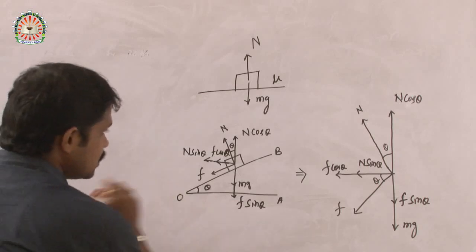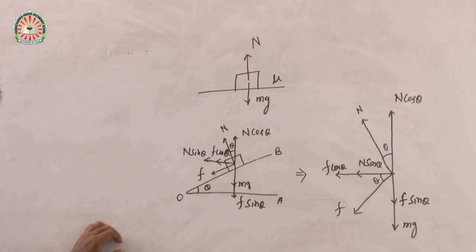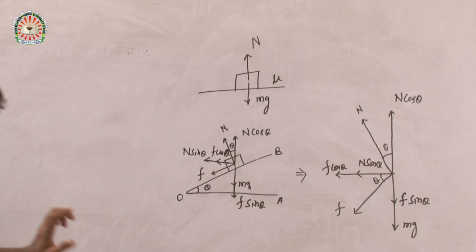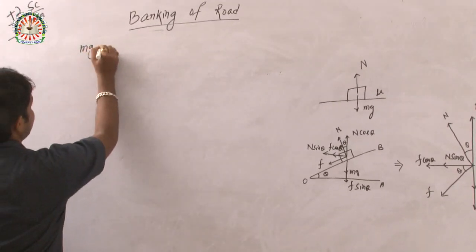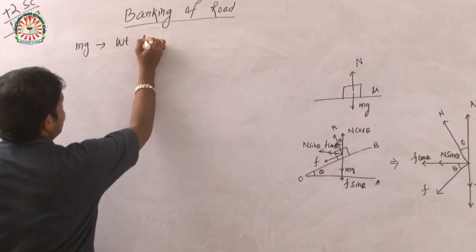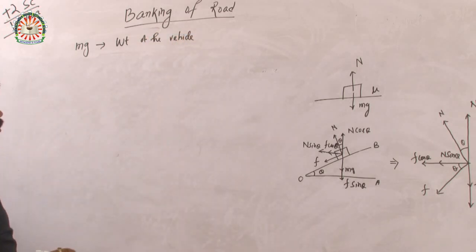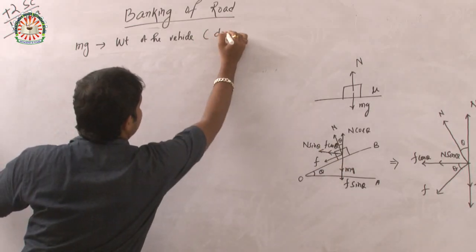Let us see. This box is your car or vehicle, any vehicle. Now what are the forces? One by one I will mention them. The first force is mg, that is the weight of the vehicle. Mg is the weight of the vehicle, which acts downward.